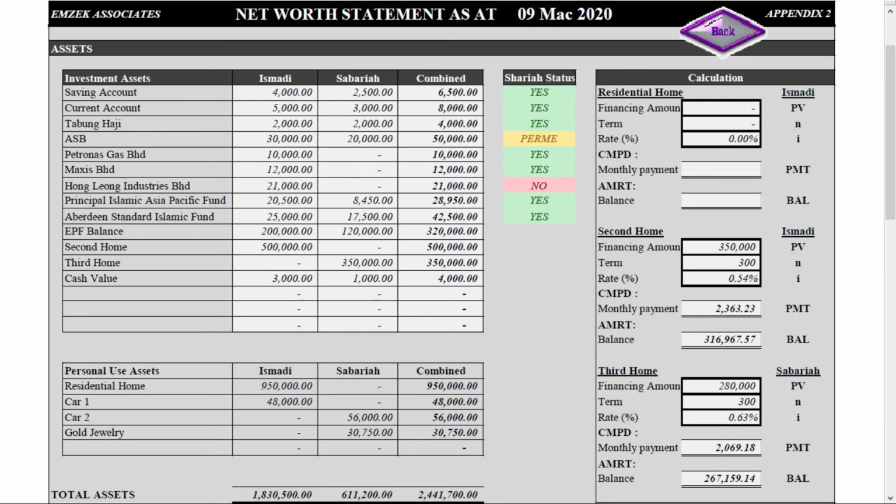Okay, now in the middle you can see the Sharia compliance status. Hong Leong Industry Berhad is considered non-Sharia compliant. And on the right hand side, you can see the working of your calculation. When you do your calculation on your financial calculator, you must show the working here to get some marks.